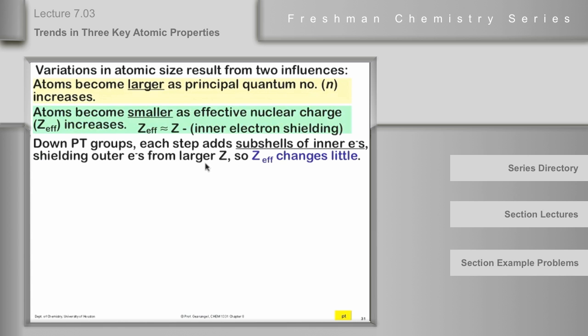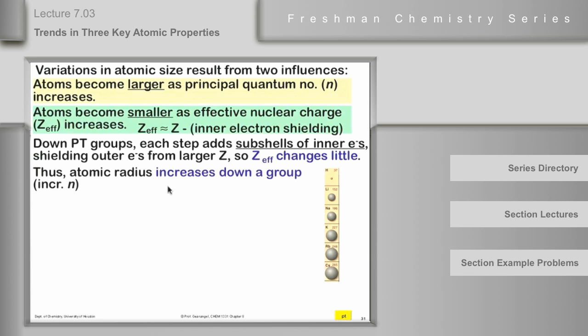So we're adding a number of protons to the nucleus, but we're adding a number of filled subshells of electrons as well. And the whole thing approximately cancels. The Z effective stays roughly the same as you go down the group. So why would the size of atoms change down a group? It's because the atomic radius changes due to increasing n.